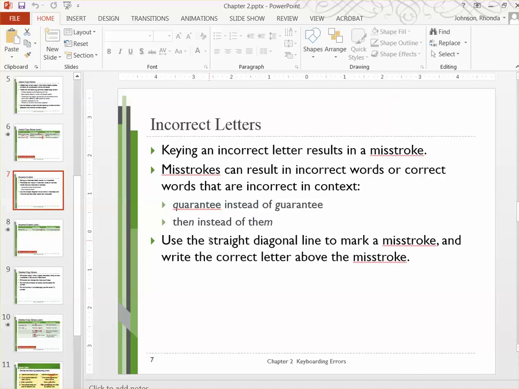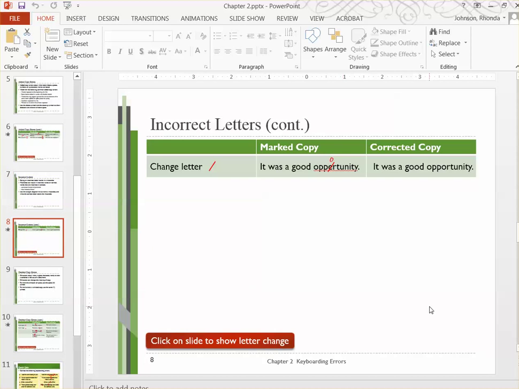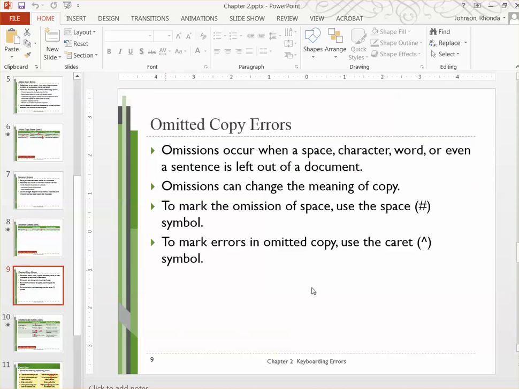So you're going to use a straight diagonal line to mark through a misstroke and then write the correct letter above the misstroke, and it's going to look like this. So just change the letter. It was a good opportunity. Well, that should be O, not E. So we're going to just put a slash through the E, put the O above it. Boom, we're done. Okay.